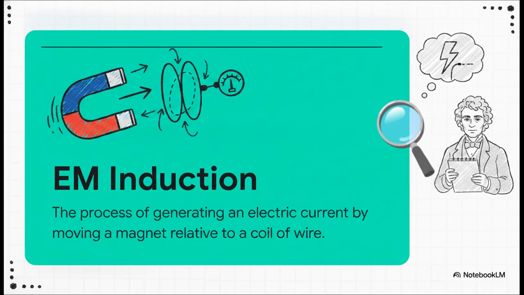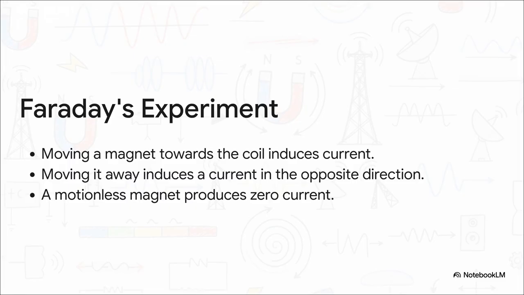Discovered by the brilliant Michael Faraday, this is simply the process of generating an electric current by moving a magnet relative to a coil of wire. And I really want you to notice the word moving there, because it is absolutely essential to making this work. Let's break down Faraday's famous experiment to see exactly why that is.